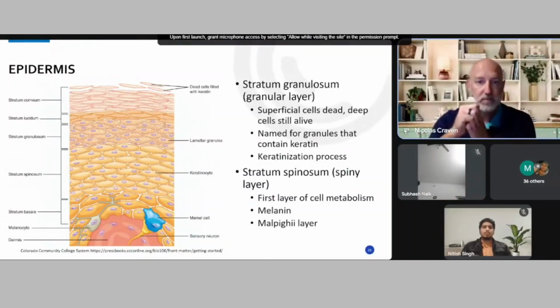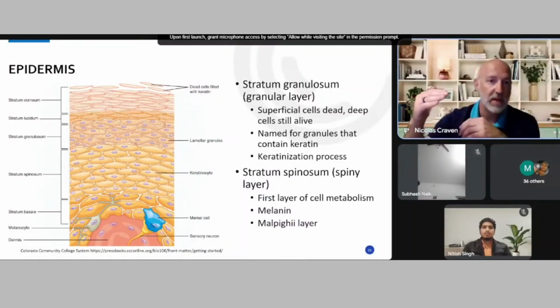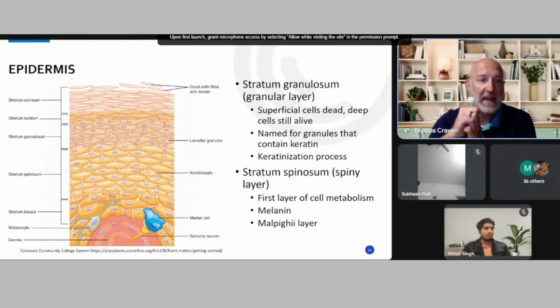to become those flat cells as they're moving towards the top. Okay, the granular layer gets its name because there are granules within the cells right here at this layer. And then, like I said, that's where they start to go through their programmed cellular death. So as you're towards the bottom of that layer, towards the top, they're starting to die off and become the flat, flaky cells that we know of on the surface of your skin.